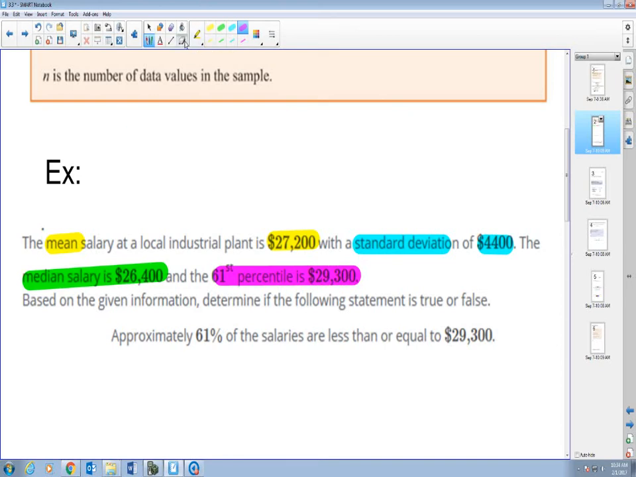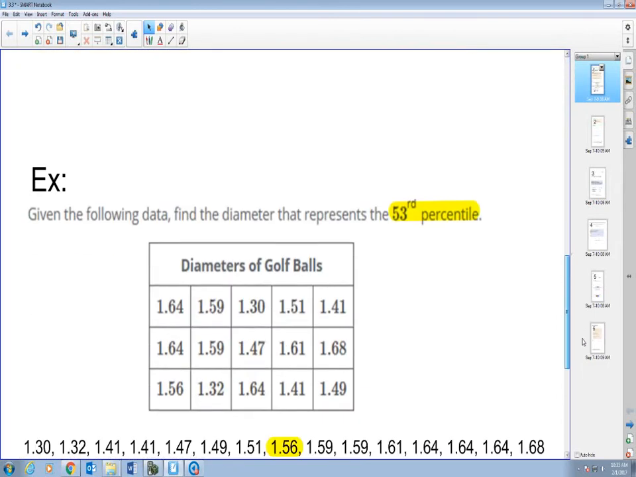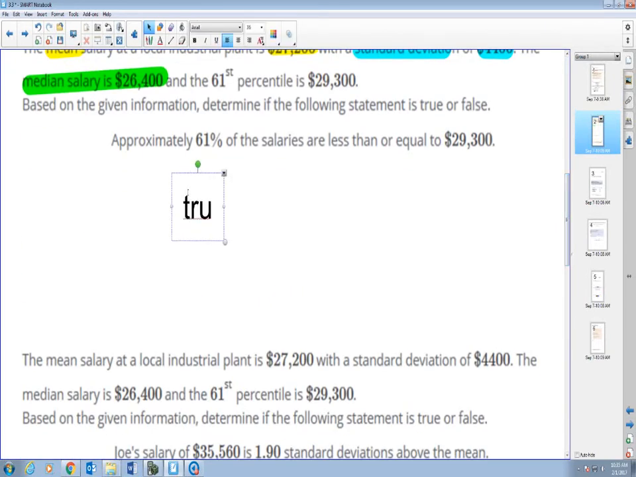With all this information given, approximately 61% of the salaries are less than or equal to 29,300. True or false? In other words, what does the 61st percentile mean? If we list the data from small to large, the 61st percentile is $29,300. So everybody before this 29,300 is less than or equal to it. So that is true. Just like how I listed, everybody before the 53rd percentile is less than or equal to, because we're listing this from small to large. So that's true.